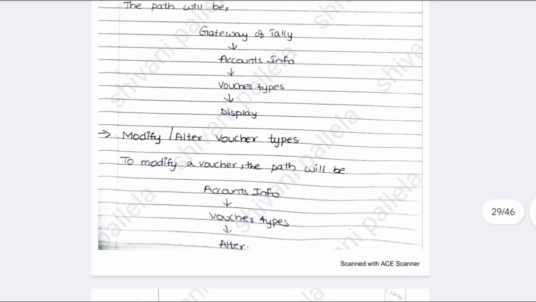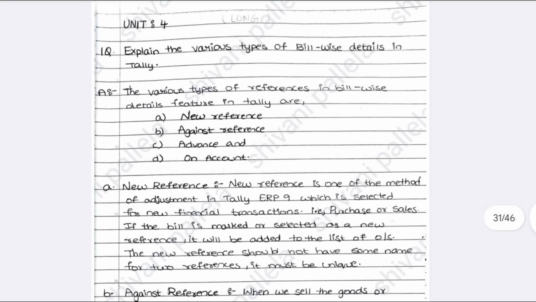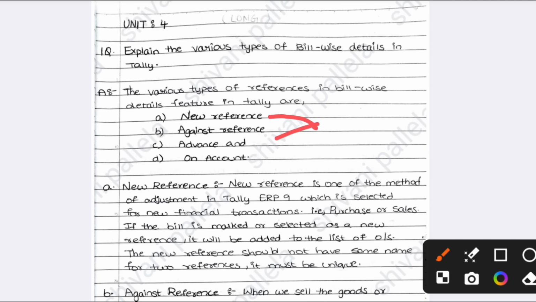These 3 questions are most important and more than enough for unit number 3. Now coming to unit number 4, the first important topic is types of bill wise details. So in this you have 4 different types. The first one is new reference, second is against reference, third is advance, fourth is on account.